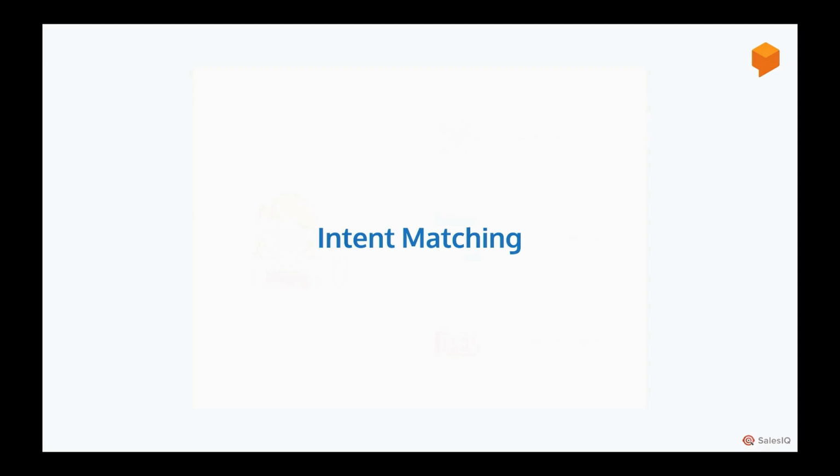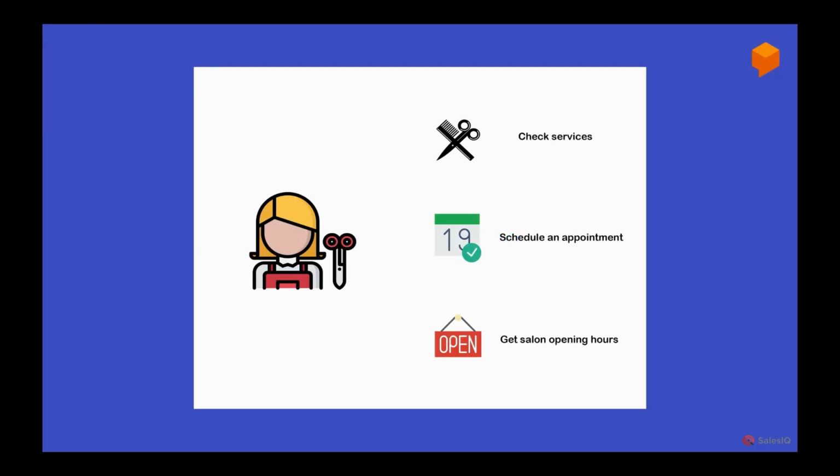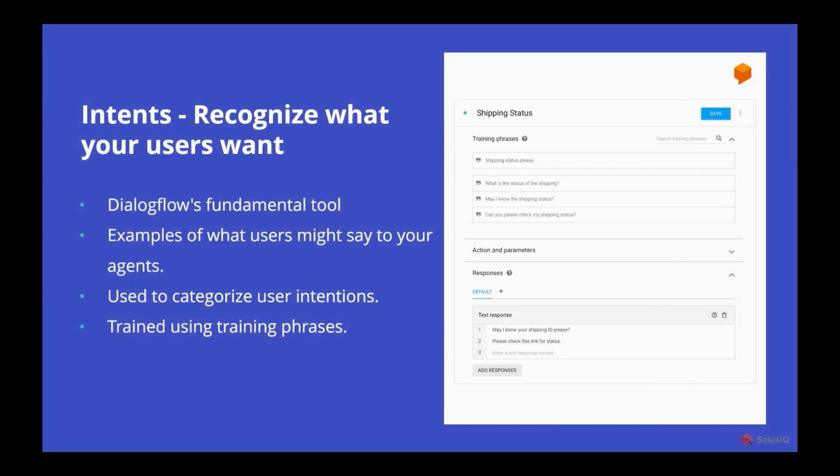So this is just a quick example to help you understand what intents are. Let's assume that we're creating an agent for a hair salon, and let's assume that we're going to create 3 different intents: one for checking services available, one for scheduling appointments, and the other one to get salon opening hours. Intents are used to define what you want a bot to respond with when it picks up the intention of a user, or when you want to trigger a response based off of some other event. Basically, if a user says X, we want our bot to respond with Y. That's what it is.